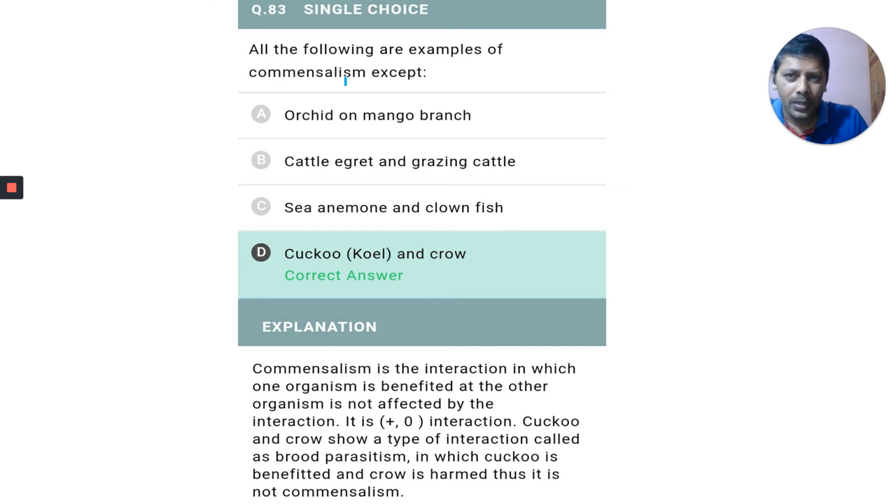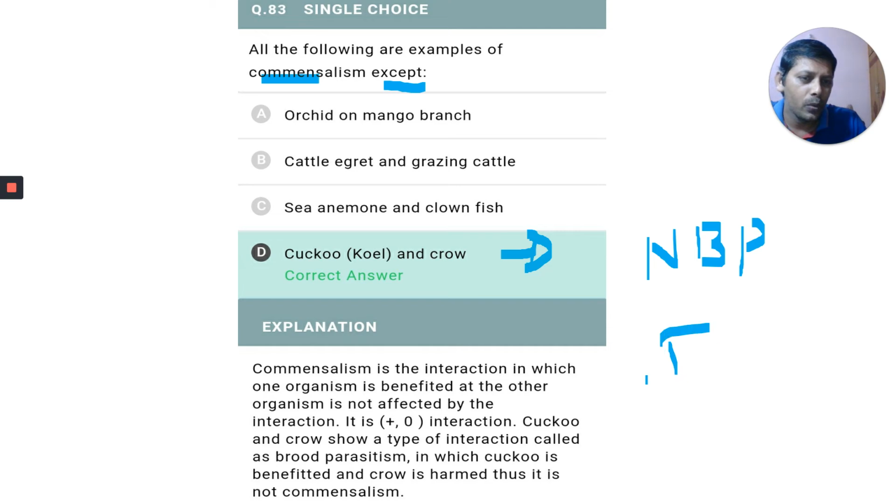Question 83. All of the following are examples of commensalism except: orchid and mango branch, cattle egret and grazing cattle, sea anemone and clownfish, cuckoo and crow. The last one is an example of brood parasitism. It is natural brood parasitism. There is also induced brood parasitism. When human beings keep duck eggs under a hen and they are hatched by it, that is called induced brood parasitism.